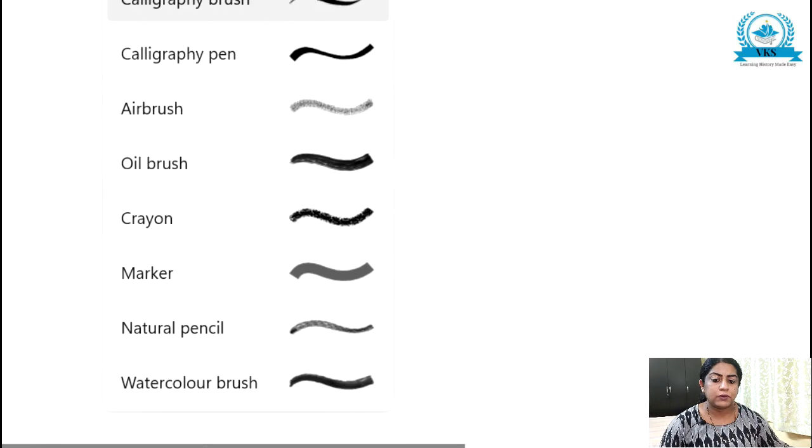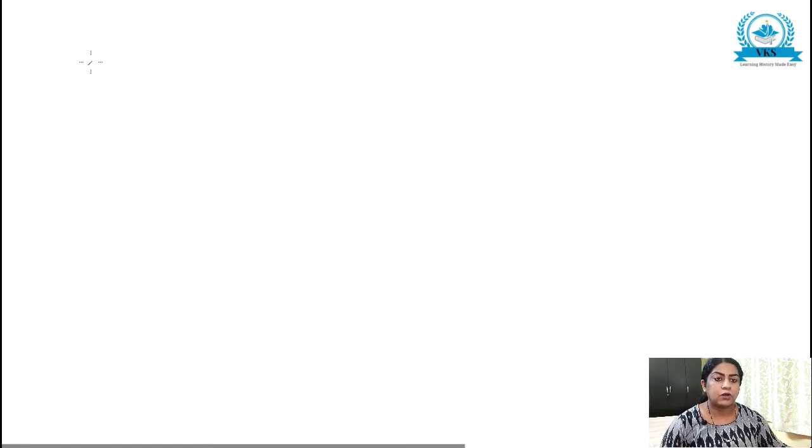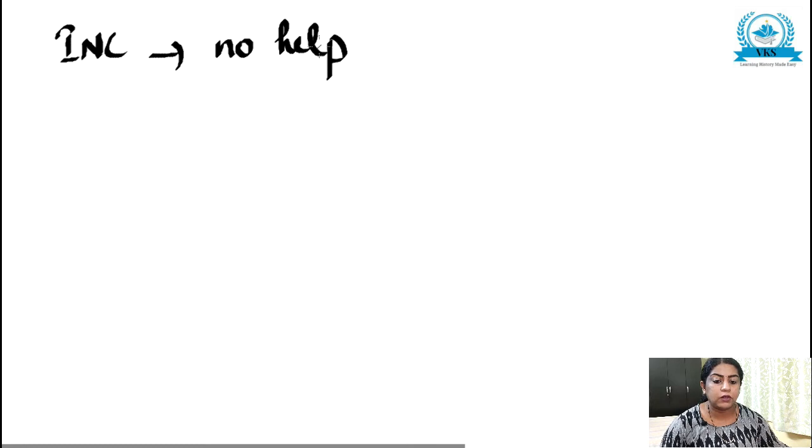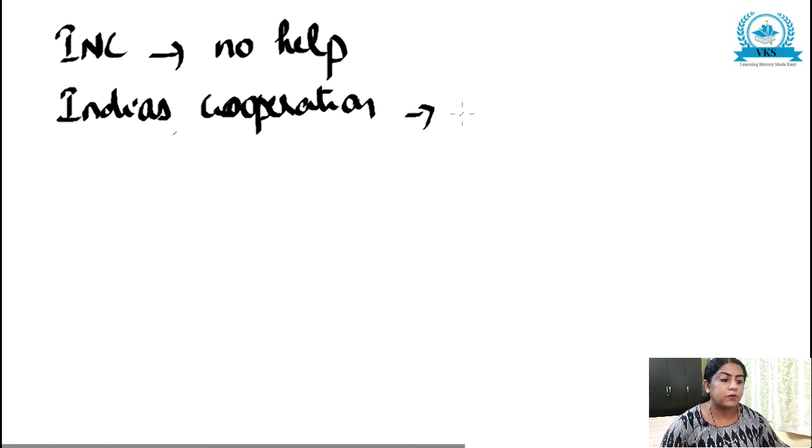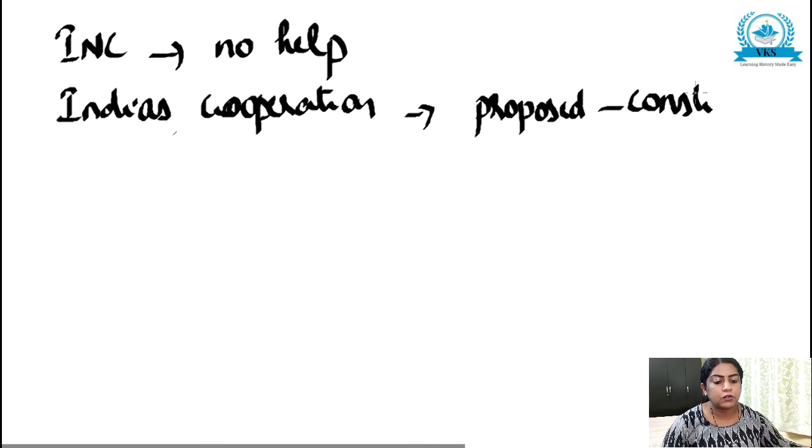But what happened was, when Stafford Cripps came to India, the Indian National Congress was not ready to extend any help to the British. The British wanted India's cooperation in the Second World War, and to achieve India's cooperation, Sir Stafford Cripps proposed the formation of a Constituent Assembly.